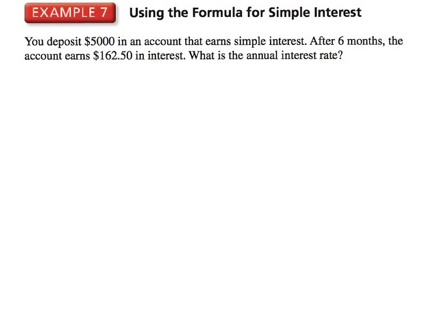We're going to skip to another example, number 7. Deposit $5,000 in an account that earns simple interest. After 6 months, the account earns $162.50 interest. What is the annual interest rate? So here's what we're going to do. We're going to write down the formula you learned last year.